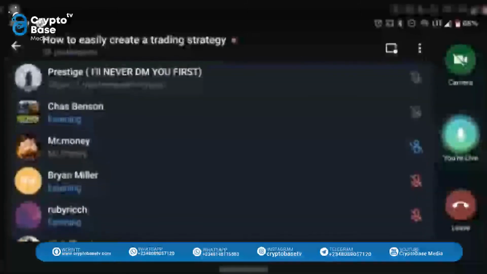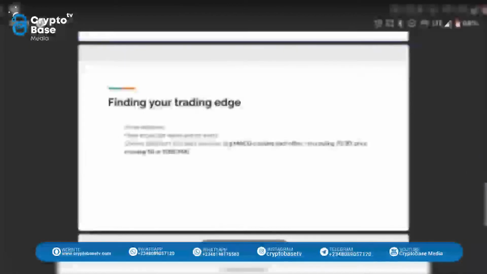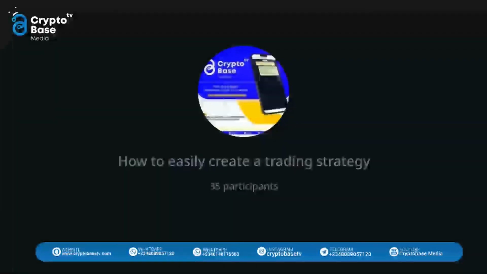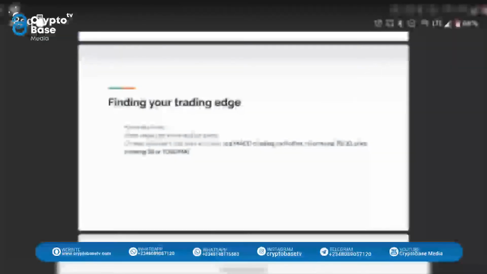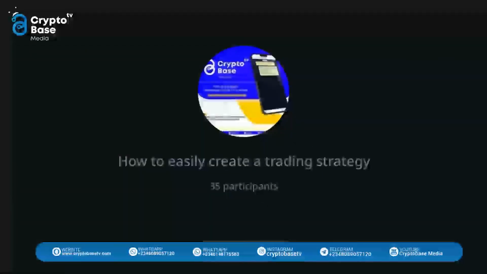Now, finding your trading edge. If you want to find your trading edge, if you want to create your trading opportunities yourself, we've gotten to the aspect of actually creating a trading opportunity for yourself, either longing or shorting through the strategy that you have. When creating your strategy, you must keep in mind all these things are important so that you can document them.